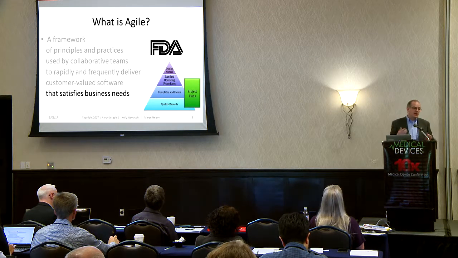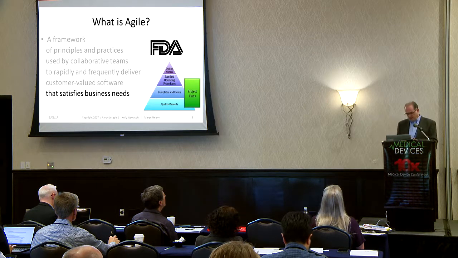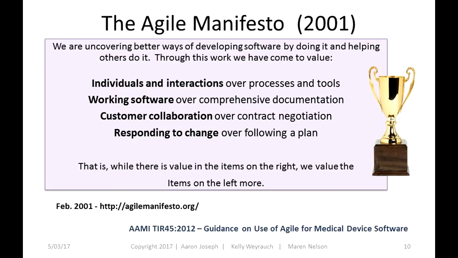So Agile methods began in the 1990s. In 2001, a bunch of software gurus got together and declared what is called the Agile Manifesto. And briefly, they stated, we've come to value individuals and interactions over processes and tools, working software over comprehensive documentation, customer collaboration over contract negotiation, and responding to change over following a plan.